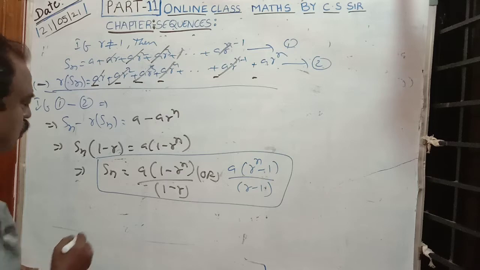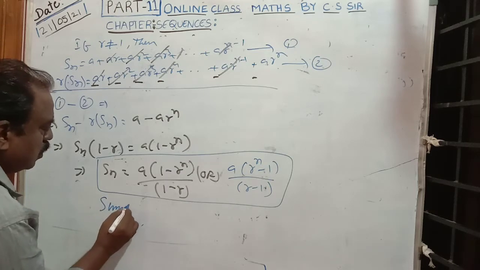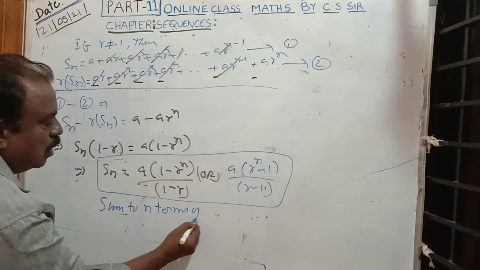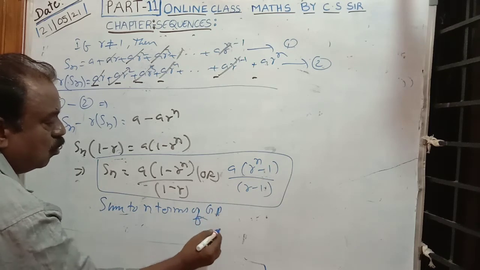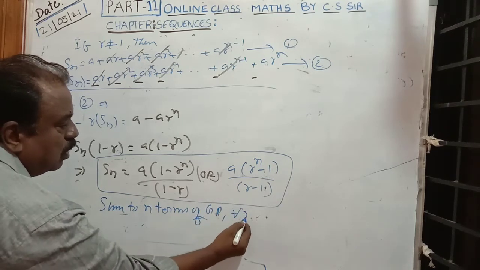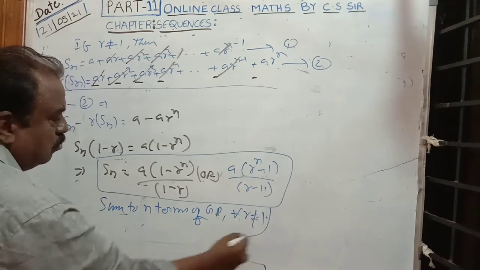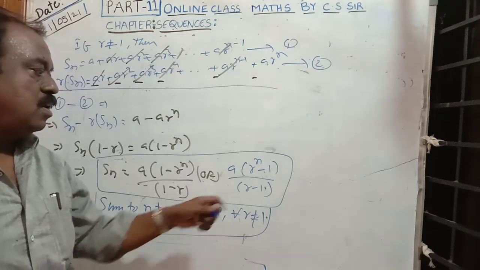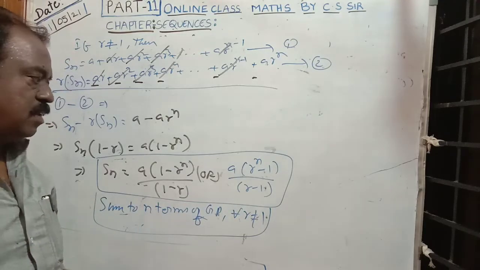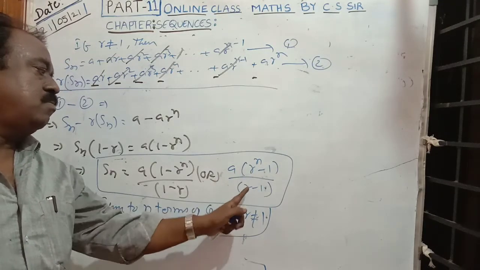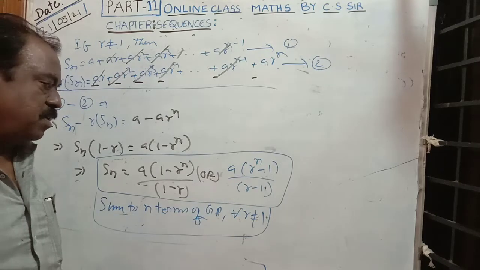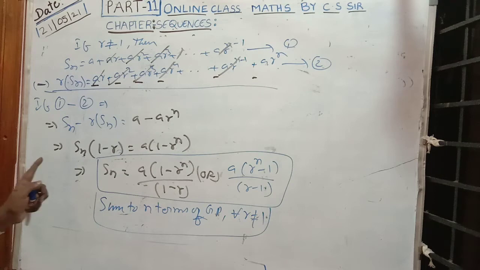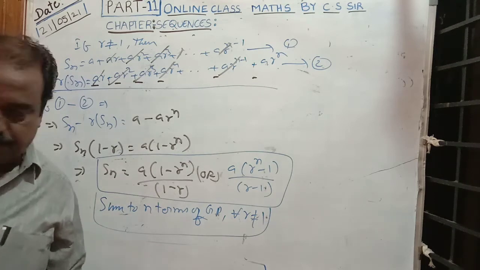It is the sum to n terms of a GP, where R is not equal to 1. This is important. If it is equal to 1, 1 minus 1 is 0, and 0 in the denominator is meaningless. Or here also, 1 minus 1 by 1 minus 1, 0 by 0 is an indeterminate value. So this is a condition. This is the theorem.